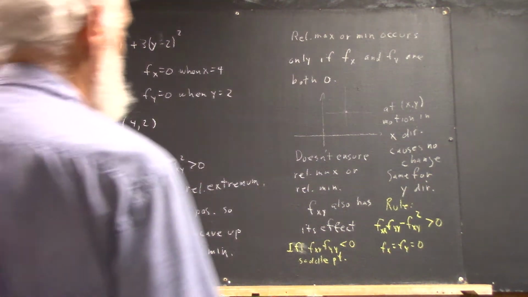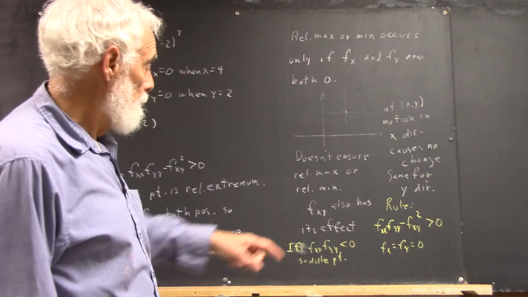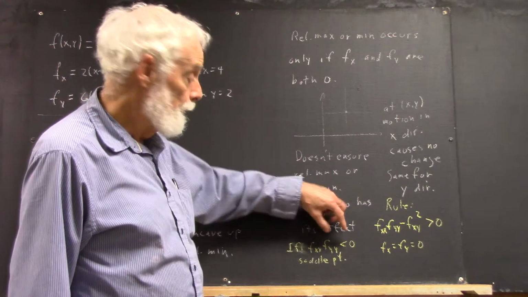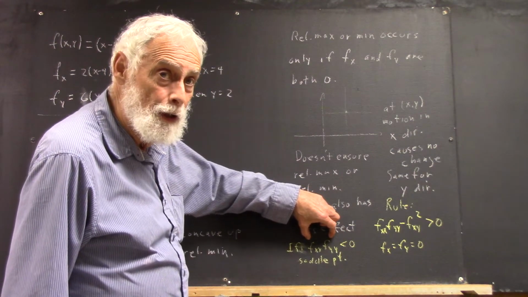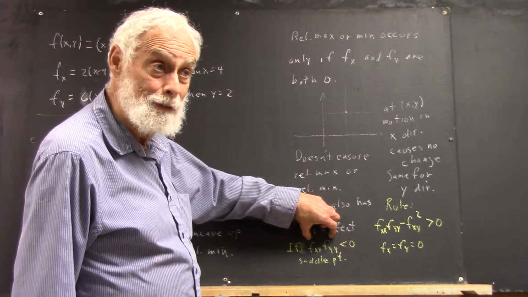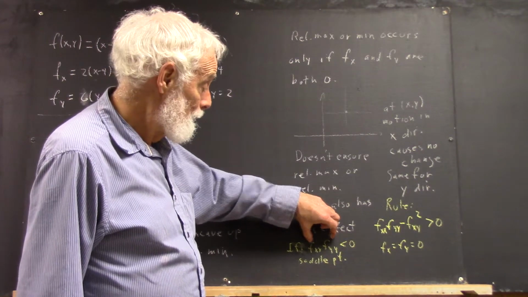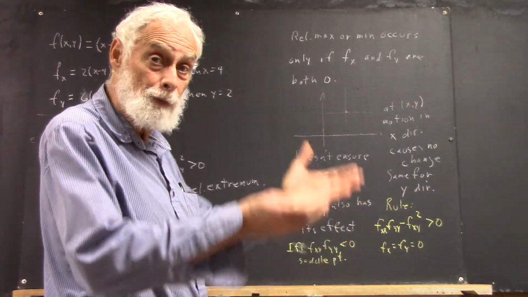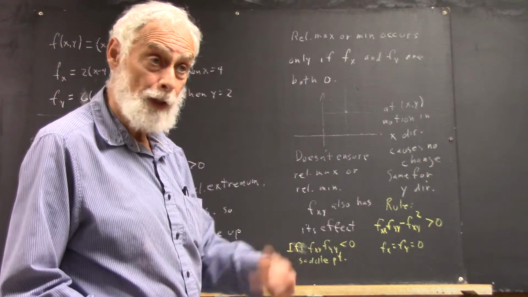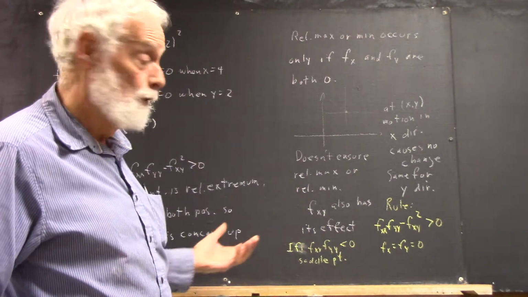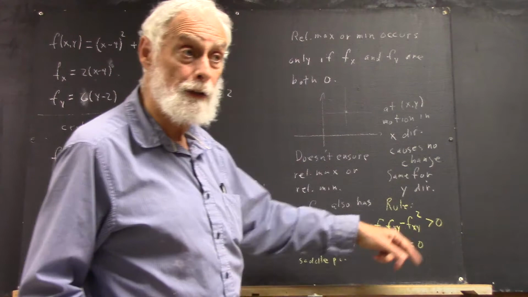So just a couple more comments. First of all, if fxx, fyy is less than 0, that means these two have opposite signs. If they have opposite signs, it means one of them is concave up, one of them is concave down. At that point, you have a saddle point. There's no question. It doesn't matter what fxy does.